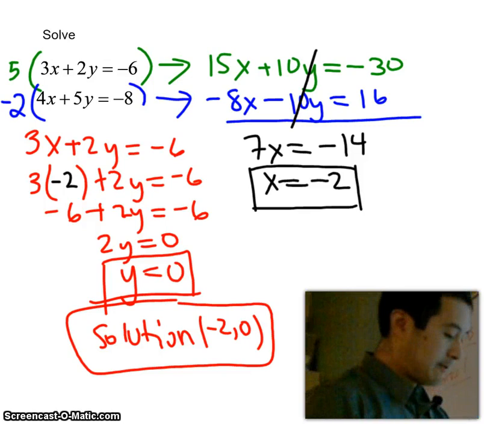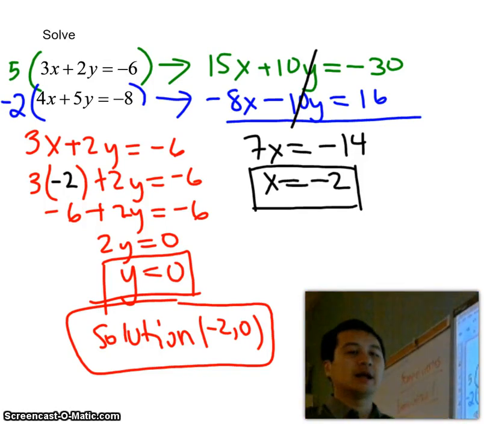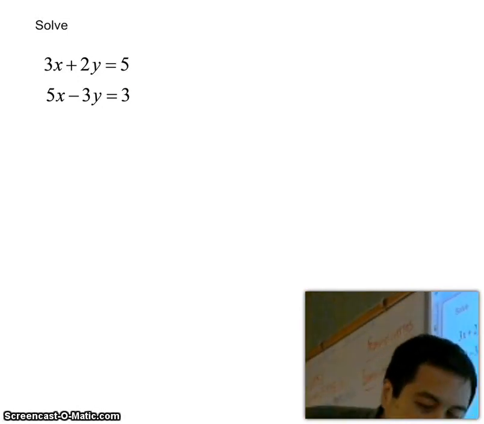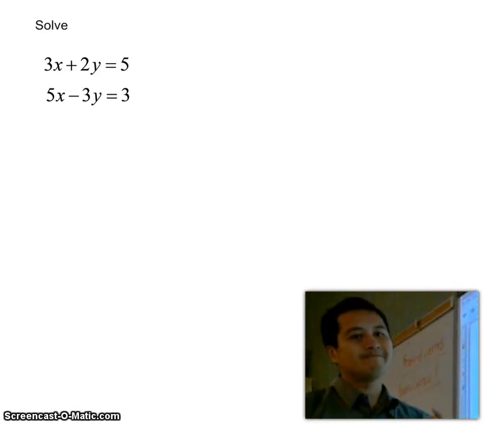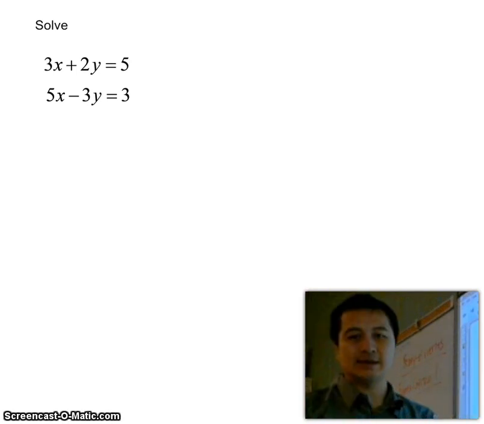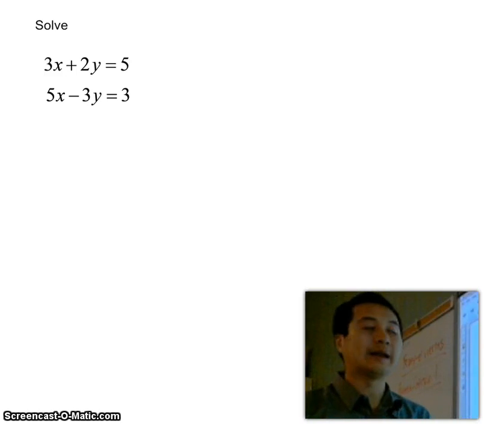Let's try one more. I'm going to do a harder one with fractions because you guys need to get comfortable with fractions. Let's go. Take a look. Same idea. I want to eliminate a variable, but they don't match. So I have to make them match. I can make the x's both 15, because of 3 and 5. Or I can make the y 6. I think I'm going to make the y 6 because there's already a negative there and a positive there, so I just don't have to multiply by a negative.